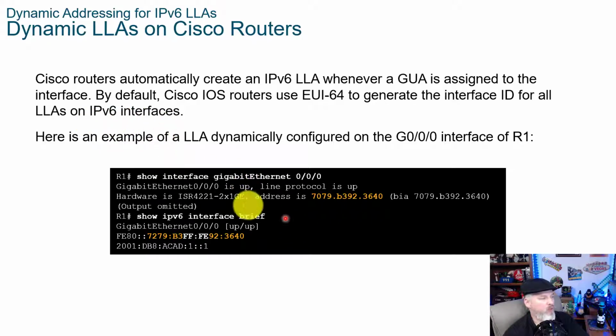And this is an example below. We do the show interface gigabit Ethernet 0/0/0. We see that the line is up, the protocol is up, it gives us our hardware information, and then we do the show IPv6 interface brief, and then we get our numbers down here.